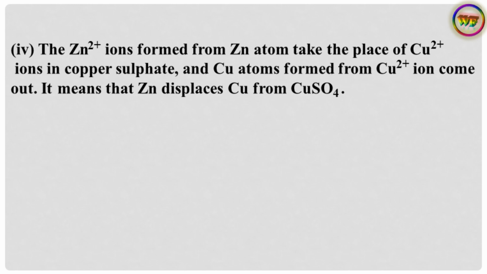Point 4. The zinc ions formed from zinc atoms take the place of copper ions in copper sulfate, and copper atoms formed from copper ions come out. It means that zinc displaces copper from copper sulfate.